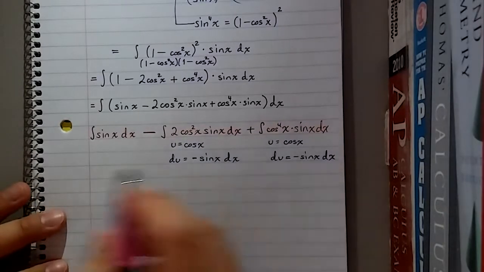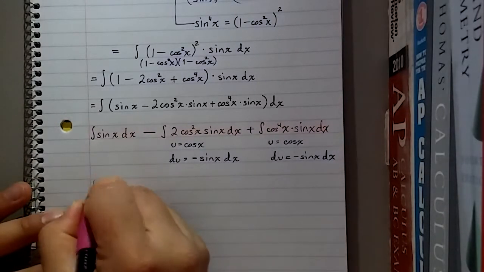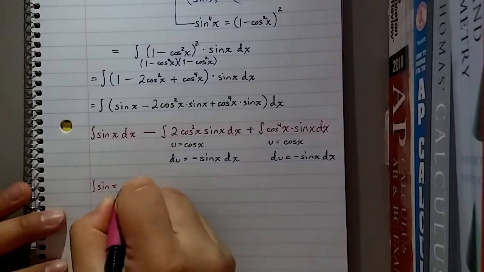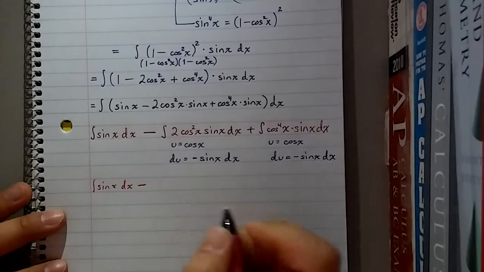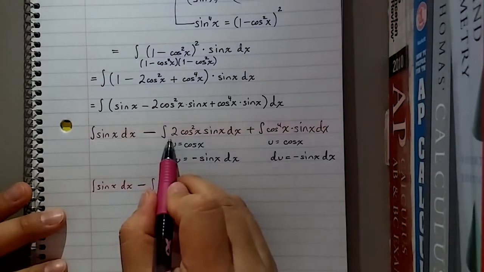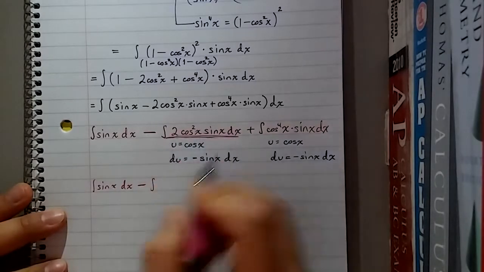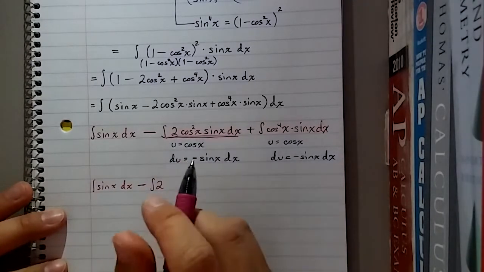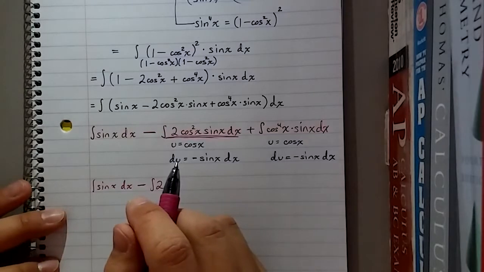Okay, so let's rewrite it. Integral of sine x dx minus integral of, now I'm going to replace these here. So 2 stays.